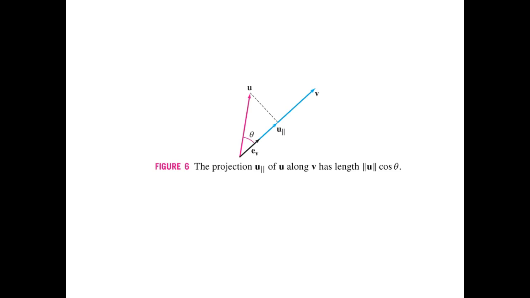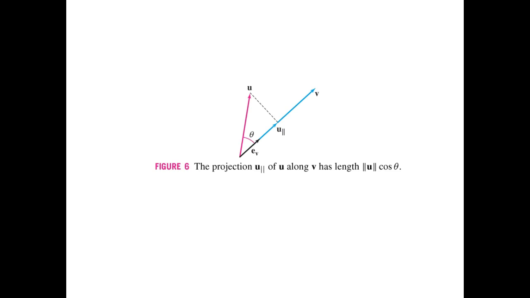Now, here's one way of looking at it if you need a visual to help you out. Picture V as your base, your floor, and go perpendicular up from that, infinitely high here, and shine a really bright light. And the shadow that U makes on V, perpendicular from here, that's what U parallel is.